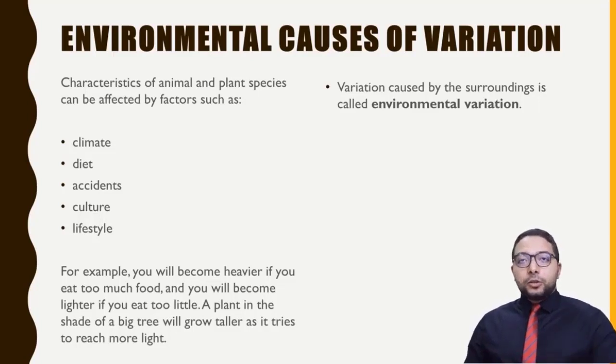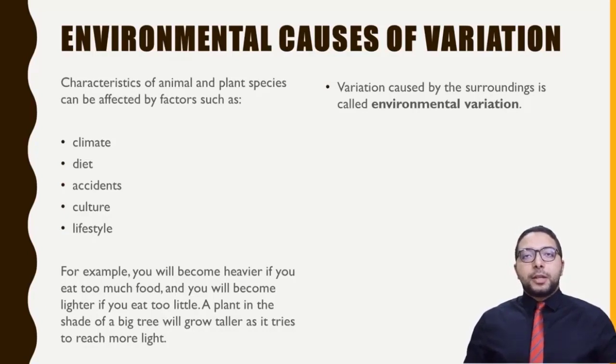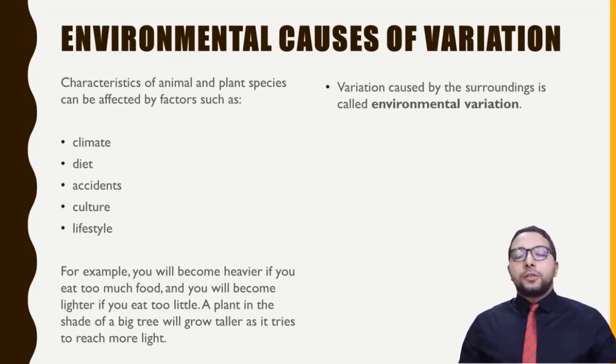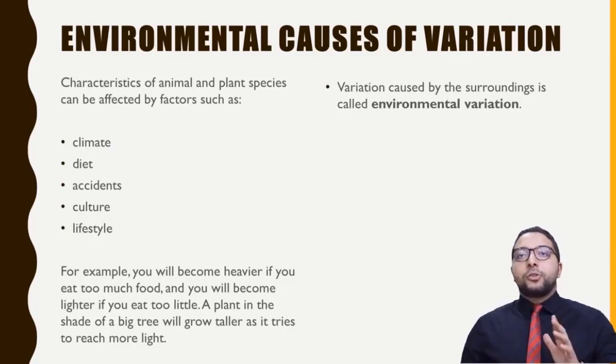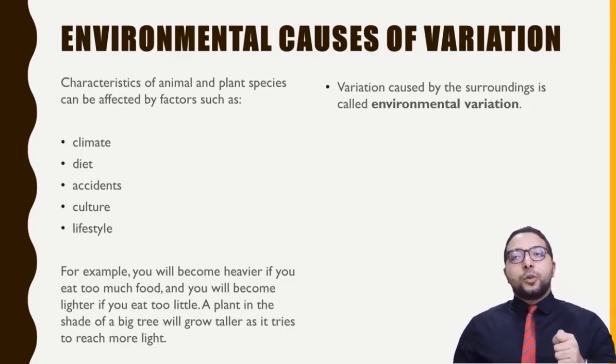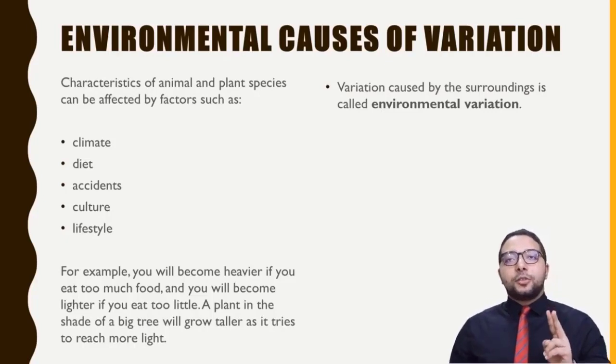If the people are eating a lot, this is going to cause an increase in the weight, so they might develop a thicker body, and people who are eating in moderation or eating less might develop a thinner body. So that's another way of the environmental variation based on the environmental factors. Not only that, accidents, culture, lifestyle, all of these might develop some of the variation between the humans. And remember, we're still talking about the same species, which is called Homo sapiens. The variation caused by the surrounding is called environmental variation, and that's the second example of the variation.